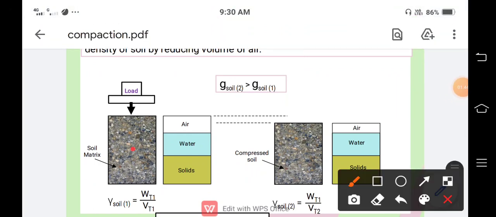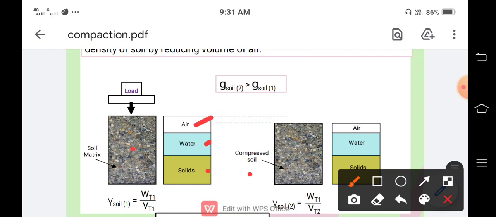If we apply some dynamic load here, note that we are applying a dynamic load onto the soil sample, and this soil sample, which consists of three phases, that is air, water and solid, due to application of this dynamic load, air starts expelling out. As air is expelled, its density goes on increasing.